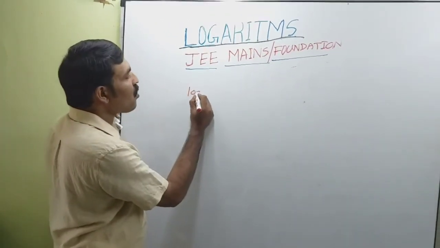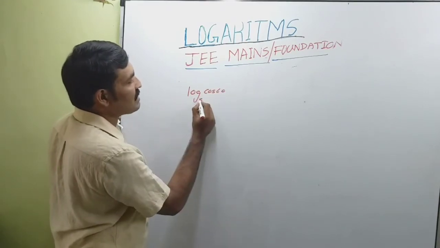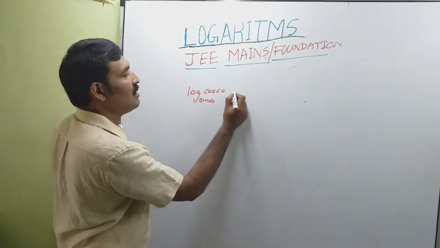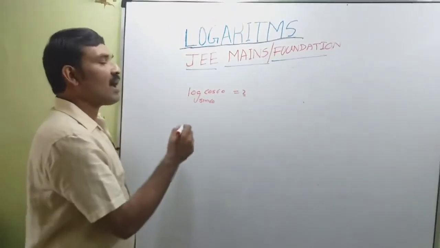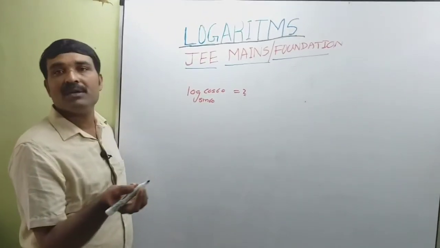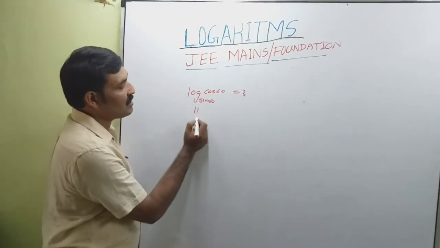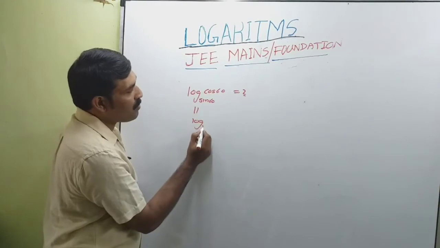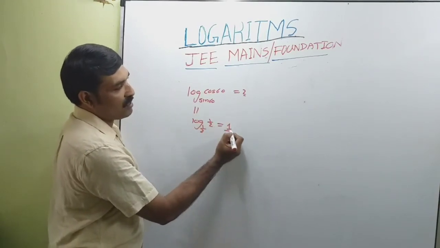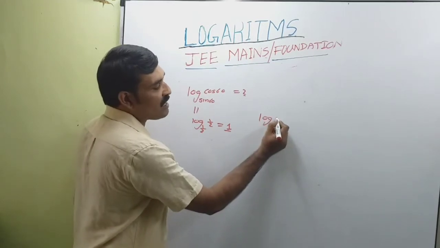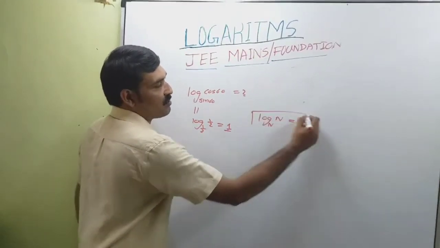Log of cos 60 to the base sin 60 is equal to the question. What's the value of cos 60? It is equal to 1 by 2. Sin 60 is also taken as 1 by 2. So this implies log of 1 by 2 to the base 1 by 2. This is equal to 1, since log of any number to the base of the same number is equal to 1.